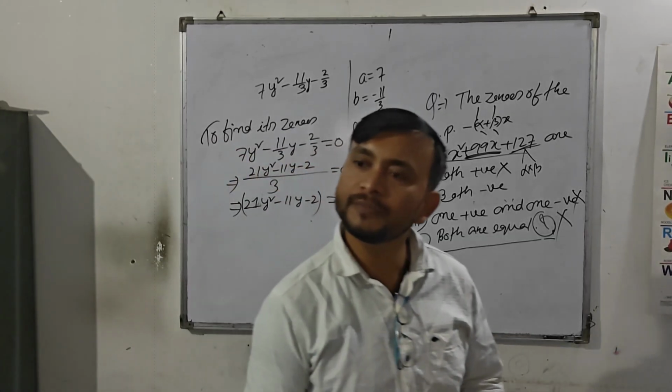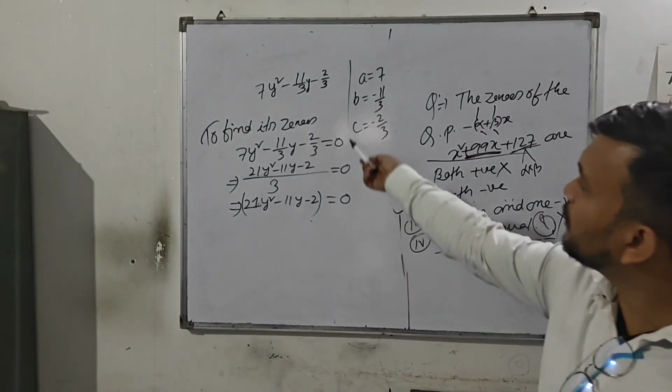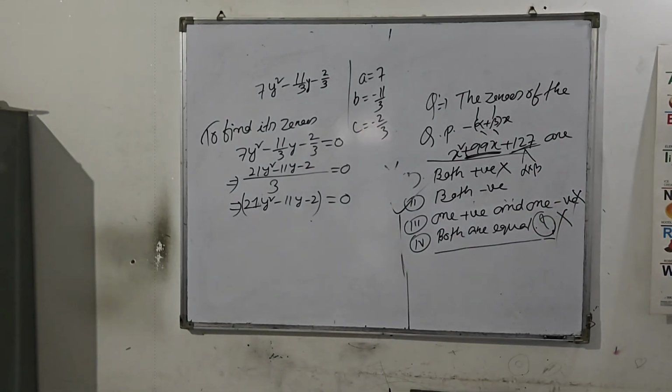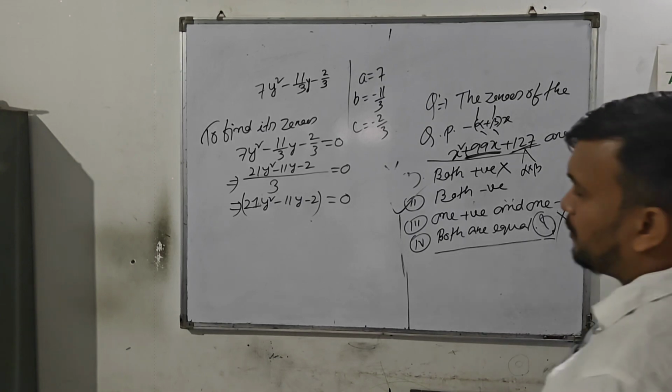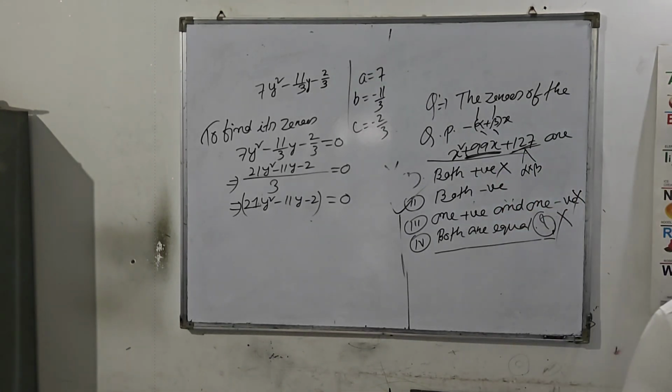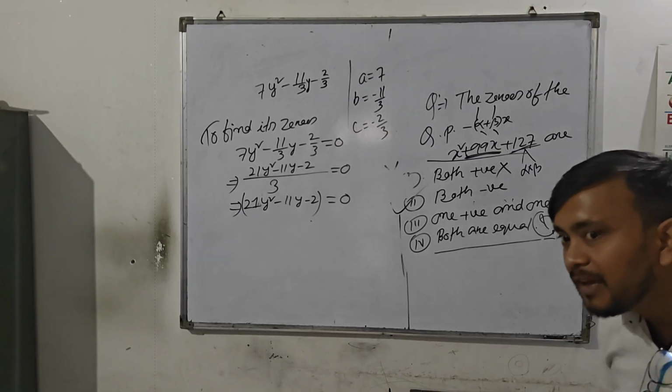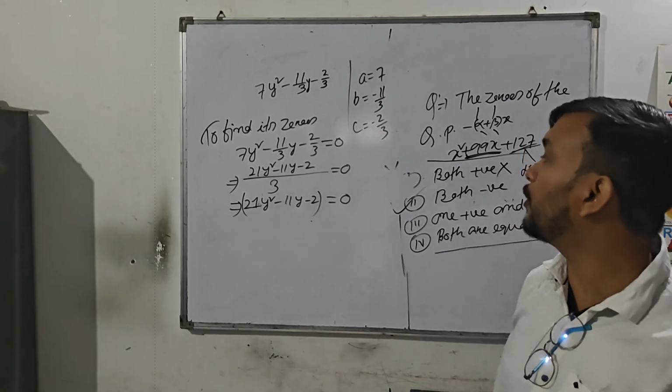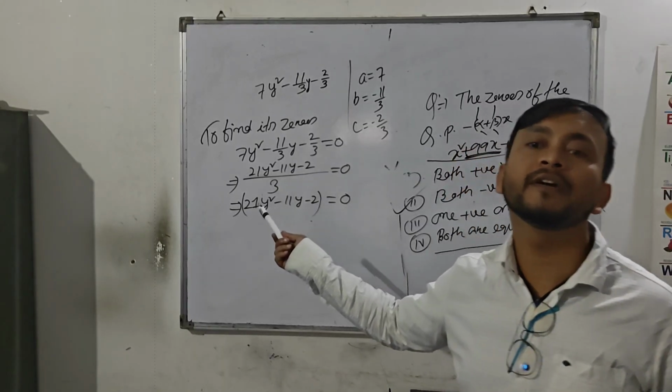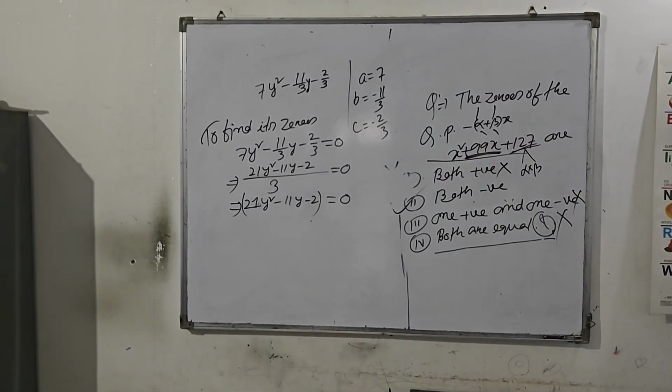Do middle term splitting. 21 into 42. What do I get for 42? 6 and 7 make 42, and 14 and 3 make 42. 14 minus 3 is 11.